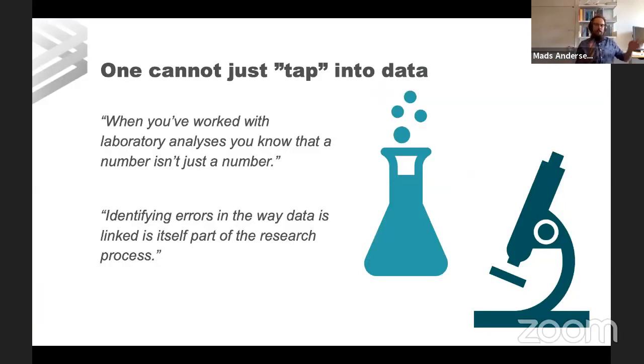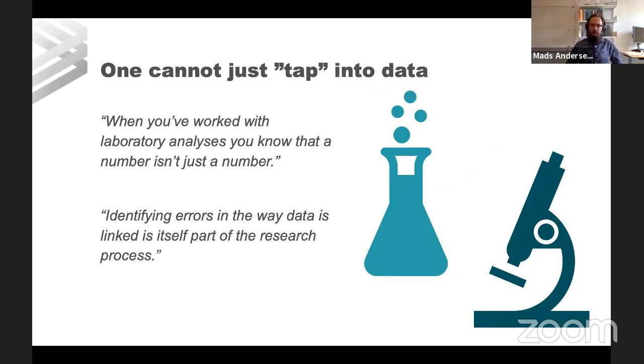To go into details with these things, we found that you can't just tap into data. It's not just that this hospital has this database and another one in another region in Denmark, or maybe another country, has this data, and we just trust that we can pull those things together and just use it. As one participant said, when you work with laboratory analysis, you know that a number isn't just a number.